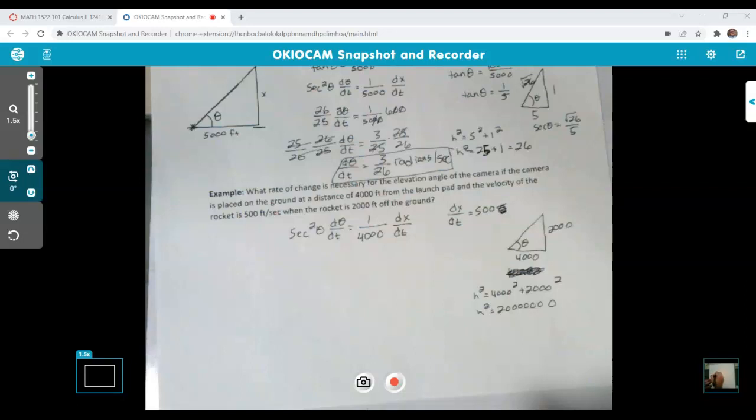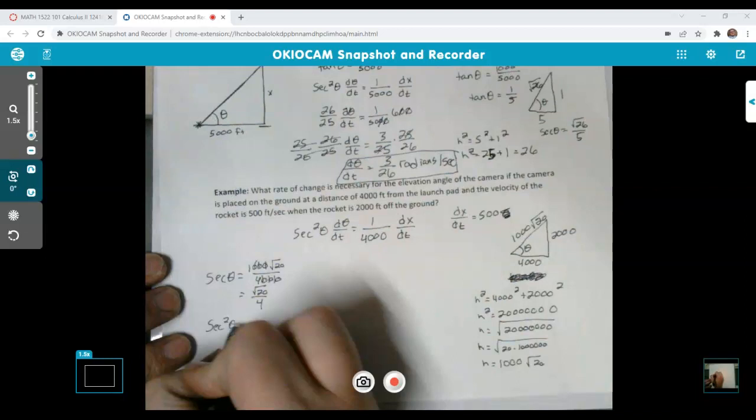So secant of theta for this one would be 1,000 square roots of 20 over 4,000. Reduce that and you get square root of 20 over 4. But they want secant squared. Square root of 20 squared is 20 over 4 squared, which is 16. And we can reduce that down to be 5 over 4. So secant squared is 5 over 4. d theta dt is what we want, so leave it. 1 over 4,000. And like we said, dx dt is now 500.